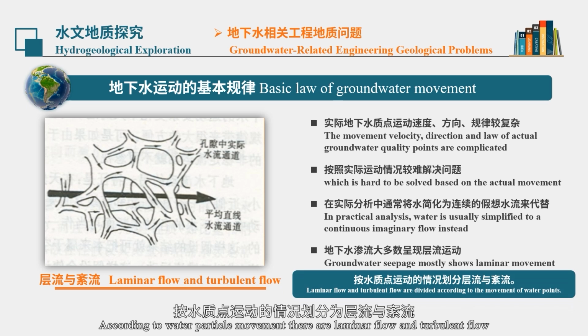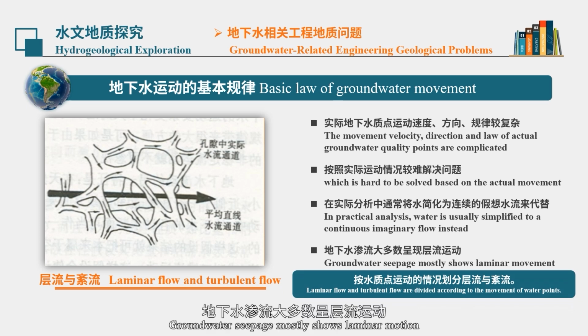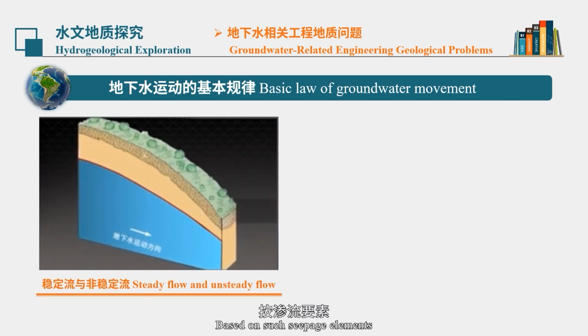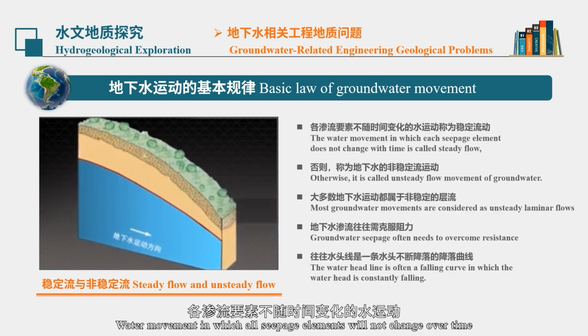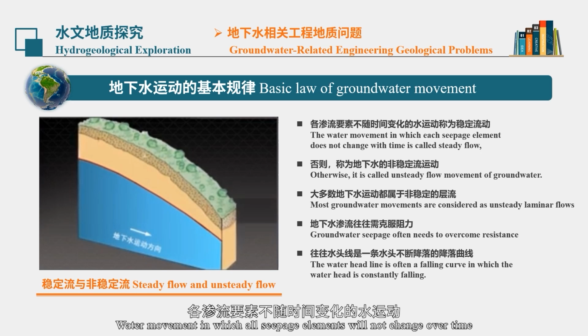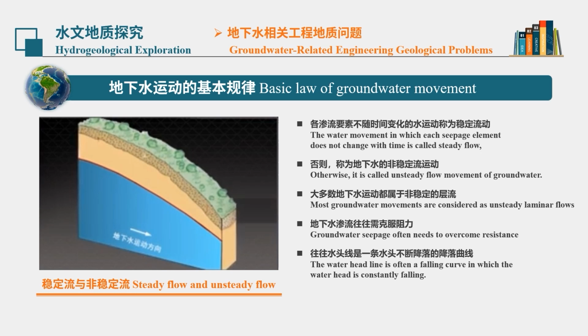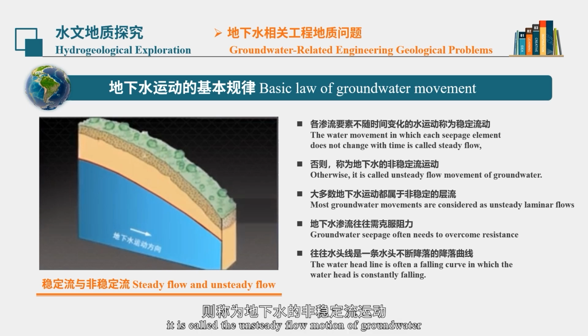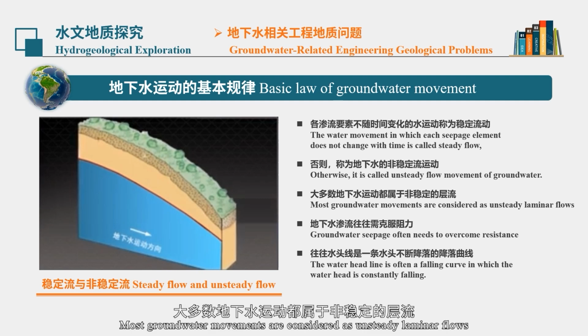According to water particle movement, there are laminar flow and turbulent flow. Groundwater seepage mostly shows laminar motion. Based on such seepage elements as flow rate, seepage is divided into steady and unsteady flows. Water movement in which all seepage elements do not change over time is called a steady flow. Otherwise, it is called the unsteady flow motion of groundwater. Most groundwater movements are considered as unsteady laminar flows.